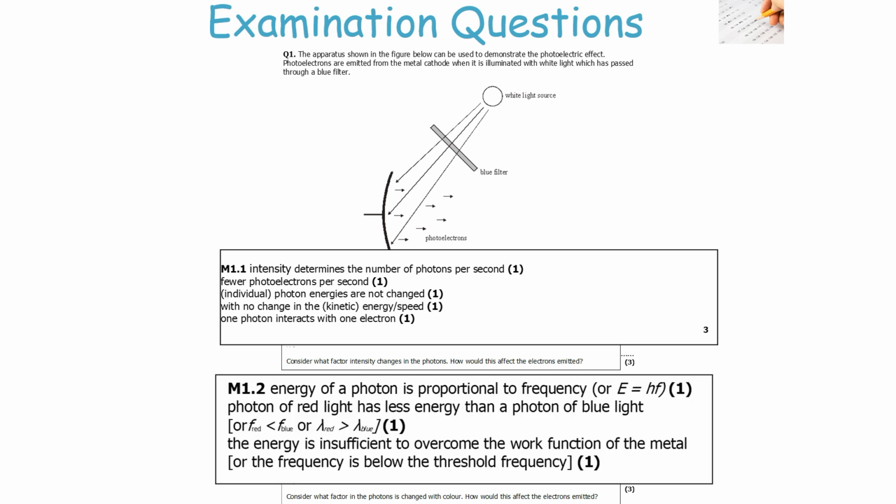Right, so in the first one, we can say that the intensity determines the number of photons per second. So therefore, there are going to be fewer photoelectrons emitted per second because it's a one-to-one interaction. One photon interacts with one electron. Now, the photon energies aren't changed, so there's no change in the kinetic energy or speed of the emitted photoelectrons. Now, no photoelectrons are emitted because the energy of a photon is proportional to its frequency, E equals hf. So a photon of red light has less energy than a photon of blue light because its frequency is lower, and this energy is insufficient to overcome the work function of the metal.